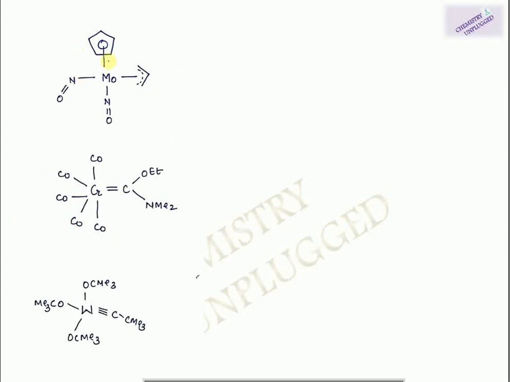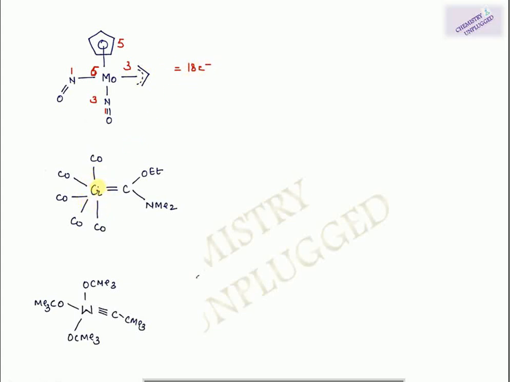Now we'll take this complex of molybdenum. It should be like this. So molybdenum belongs to the chromium family. So in this example, molybdenum will provide 6 electrons. It belongs to the chromium family. It has 6 electrons in its outer shell. Allyl will provide 3. This Cp will provide 5, NO in the bent state will provide 1, and this NO is in the linear state, so it will provide 3. So the total will be 18 electrons.